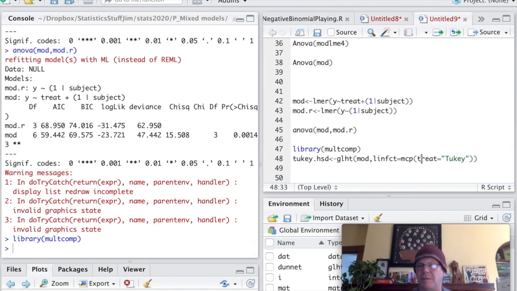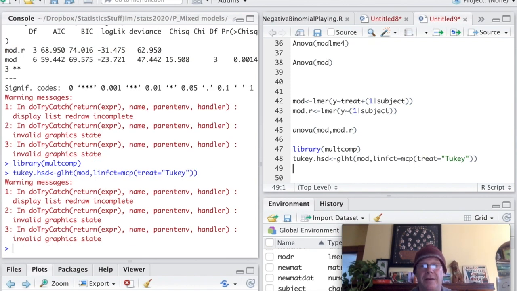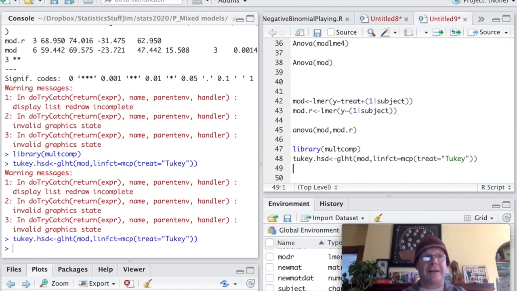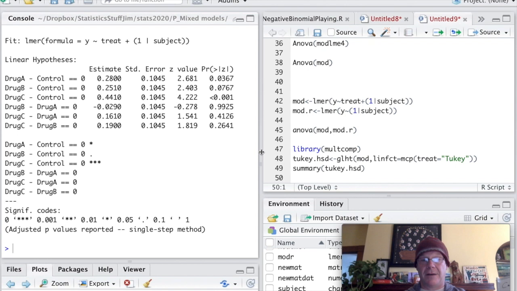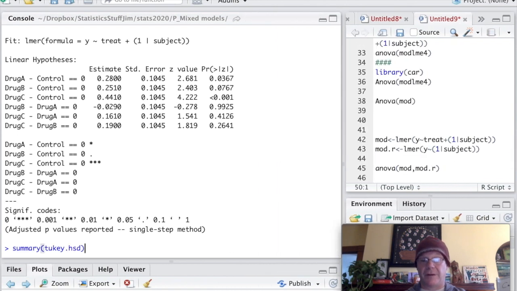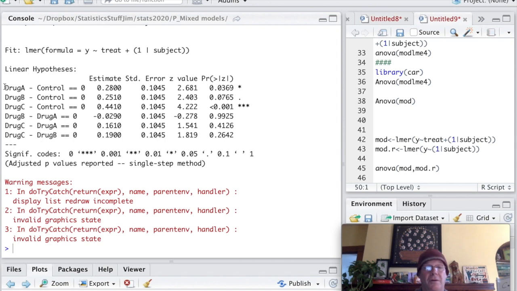So it's just like we did when we did just standard post hocs with ANOVAs. And so there's that. And then if I were to take the summary of that, we can now look at where those differences are. And so it looks like control and drug A are different from one another. If we are dead set on our alpha of 0.05, drug B is not different from the control, but drug C is different from the control, and we're not detecting any differences among the different drugs.